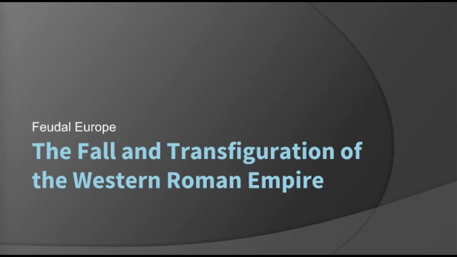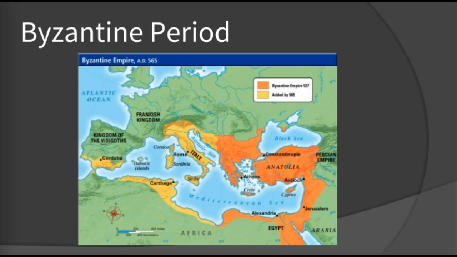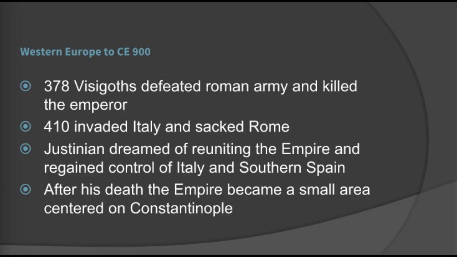So we're going to briefly talk about what is referred to as the fall of Rome. Again, essentially the Byzantine Empire held together while the Western Empire was overrun by the Visigoths in 378. They killed the emperor in the west. In 410, they invaded Italy and sacked Rome.